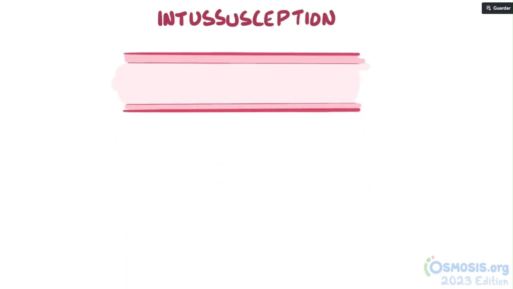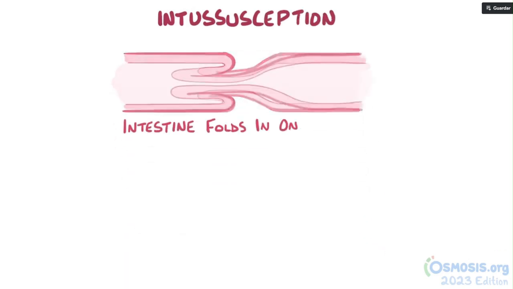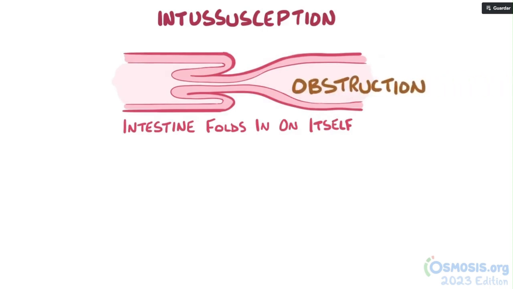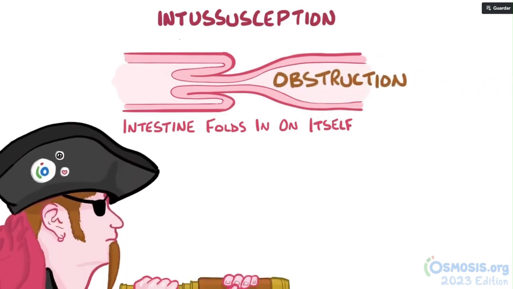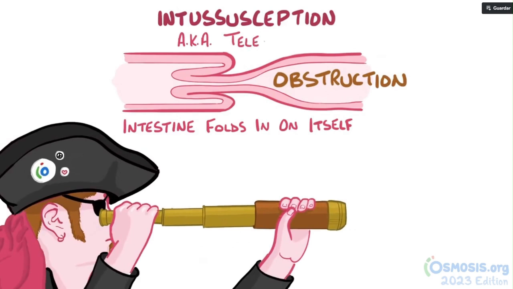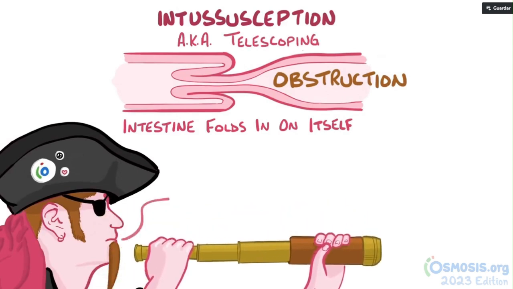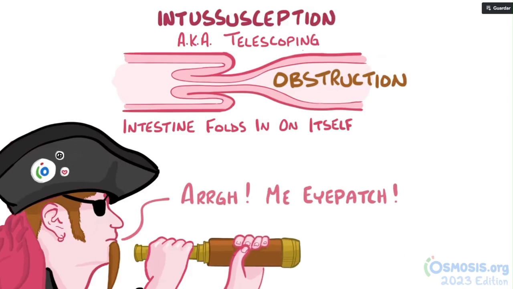Intussusception is a condition that happens when part of the intestine folds into another section of the intestines, resulting in obstruction. This is commonly referred to as telescoping, because it's similar to how one part of a collapsible telescope retracts into another part.